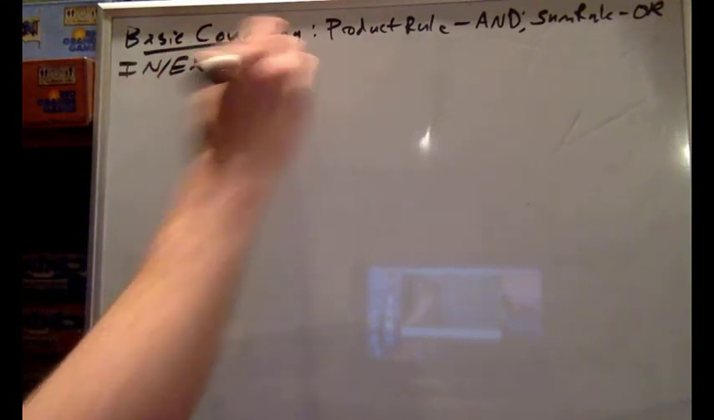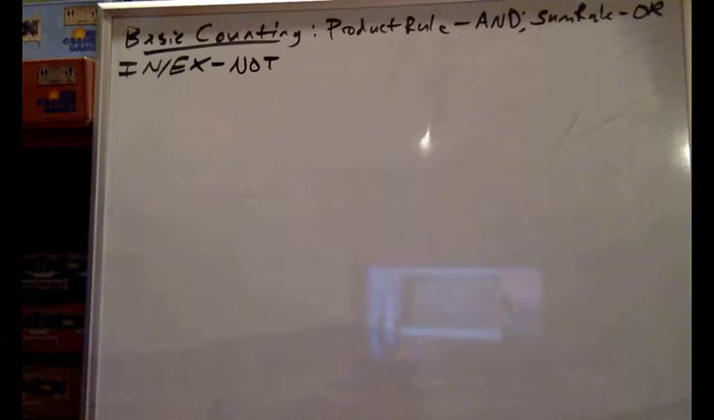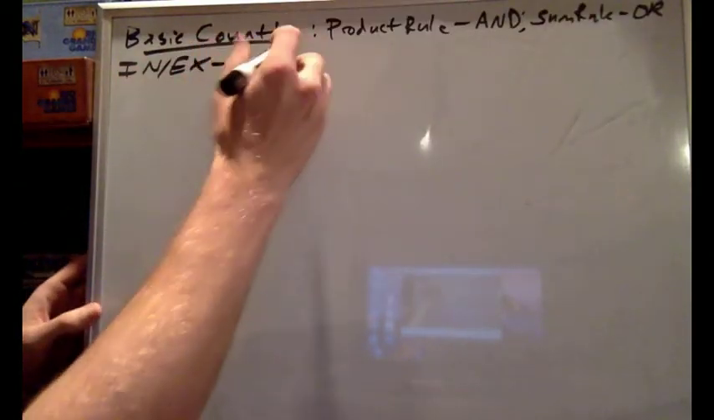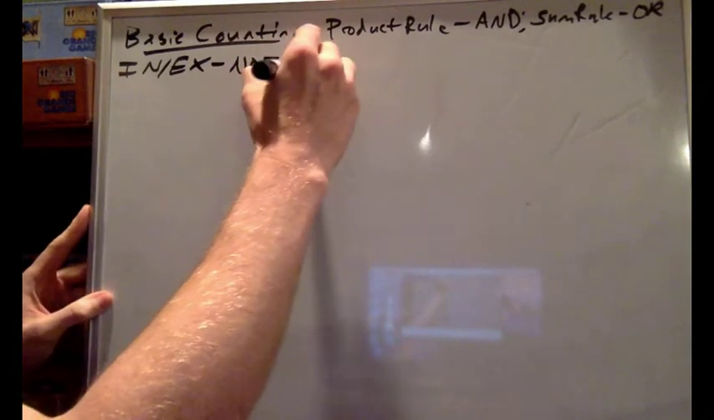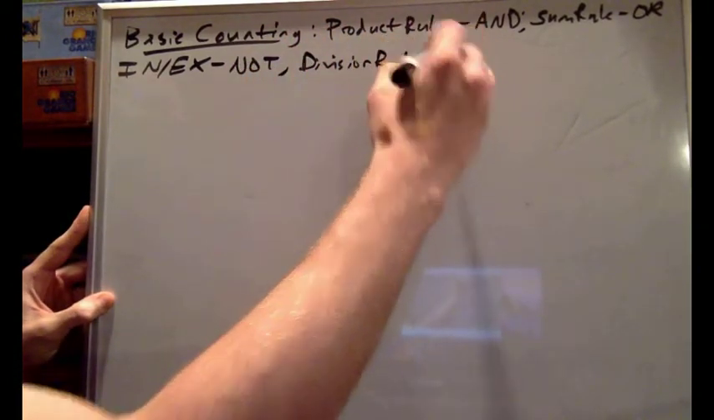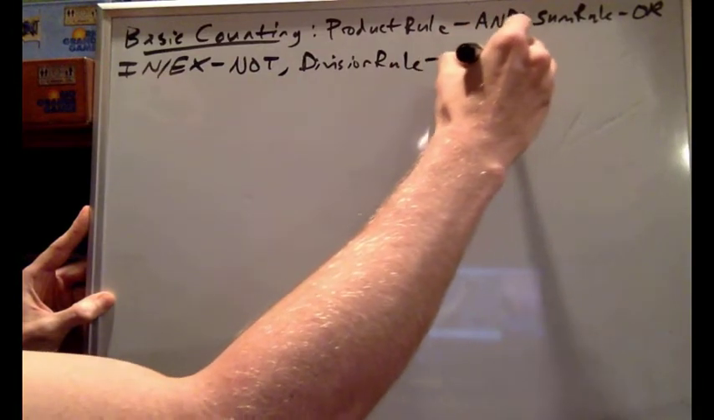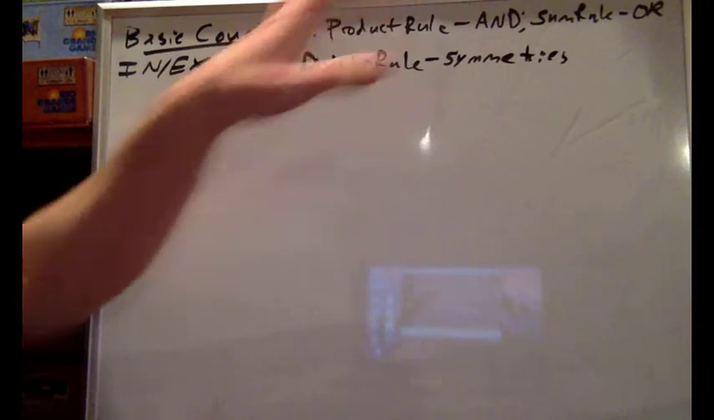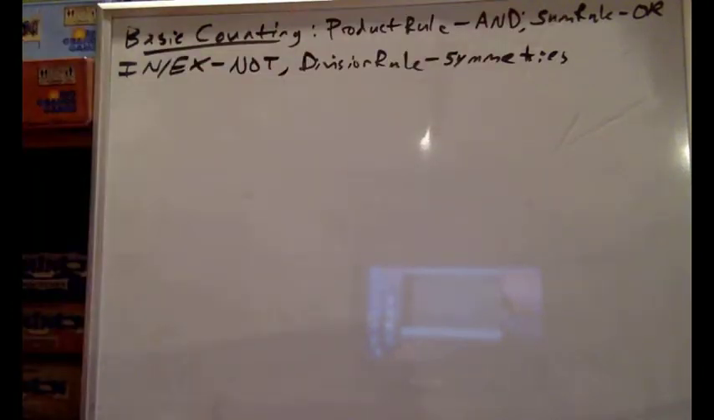It's more about unions and intersections, but we're going to kind of think of "and," "or," and "not." And finally, the division rule, which is going to deal with symmetries. Now, product rule, sum rule, and inclusion and exclusion will be in this video. Symmetries will be in the next video.